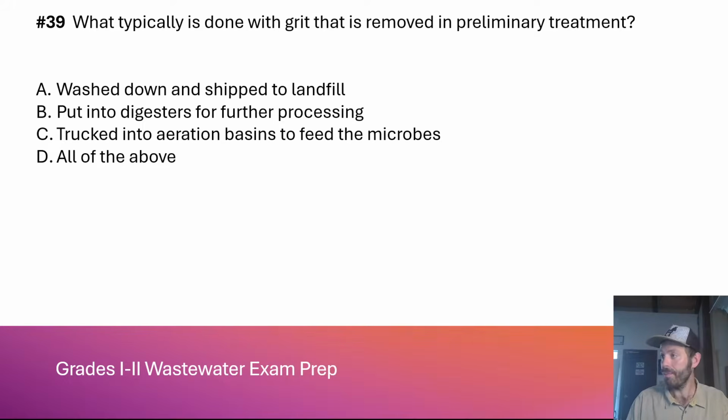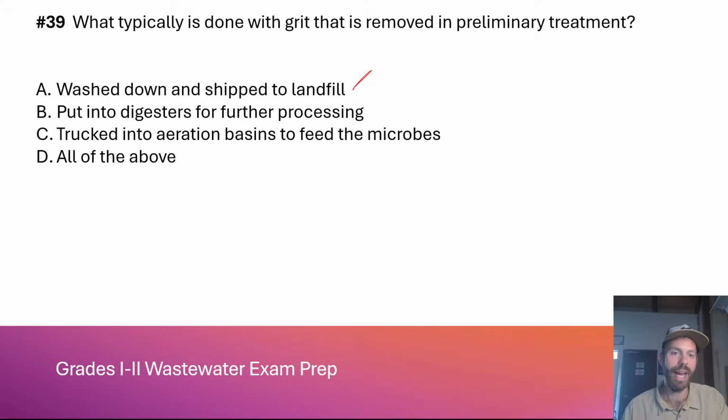And your answer is A. It's washed down, the water's recycled to the front of the plant for treatment, and the grit is shipped to a landfill. As a matter of fact, I think I had a question on a practice grade 5. It was not on the test itself, but it was: which of the following is the only thing at a wastewater plant considered hazmat? And grit was the answer. It's considered hazardous material, and it's shipped to a landfill. But before it's shipped, it is washed down, and that water's put into processes.